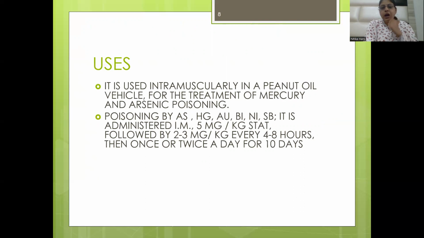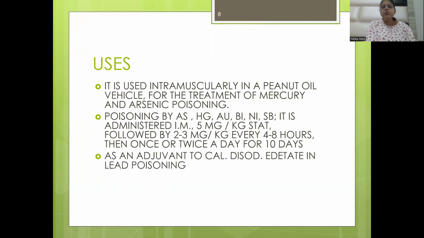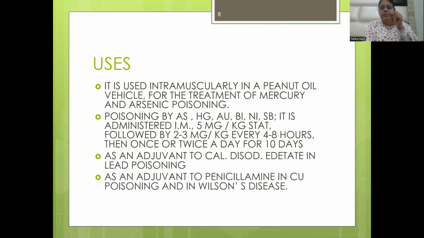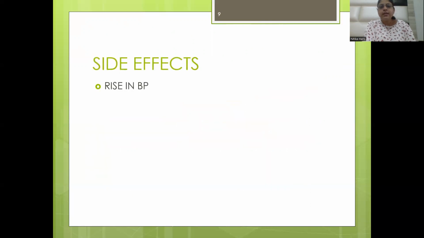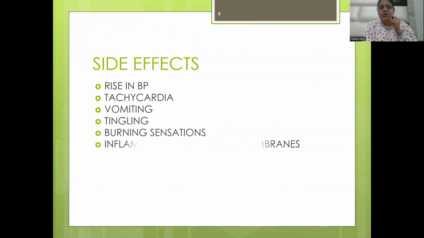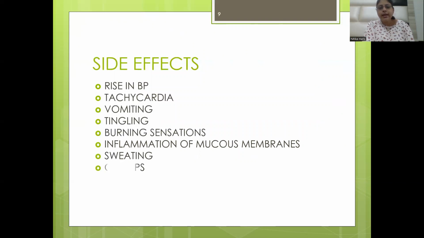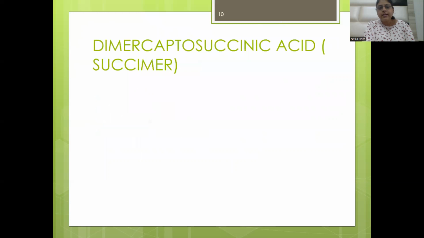It can be used in arsenic, mercury, gold, bismuth, tin, lead poisoning, and it is administered IM, 5 milligram per kg stat, immediately followed by 2 to 3 milligram per kg every 4 to 8 hours, once or twice a day for 10 days. It can be used as an adjuvant to calcium disodium edetate in lead poisoning, and as an adjuvant to penicillamine in copper poisoning and Wilson's disease. Side effects are rise in BP, tachycardia, vomiting, tingling, burning sensations, inflammation of mucous membrane, sweating, cramps, headache, and anxiety.